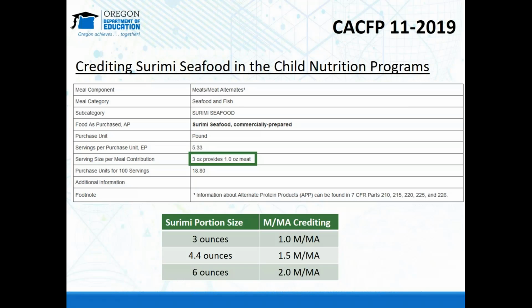There is a chart underneath that shows how surimi credits, and this is taken directly from the memo. Again, 3 ounces of surimi credits for 1 ounce equivalent of meat. It takes 4.4 ounces of surimi to credit for 1.5 ounce equivalent of meat. And finally, 6 ounces of surimi to get 2.0 ounce equivalent of meat. If you are wondering why 4.4 ounces is the portion size instead of 4.5 ounces for the 1.5 ounce equivalent portion size, it is because of rounding actually with the 3 ounce and 6 ounce portion sizes.